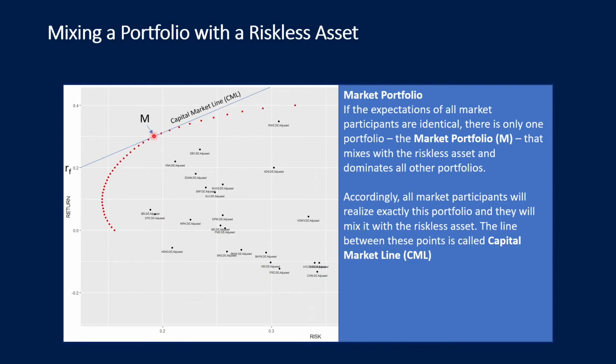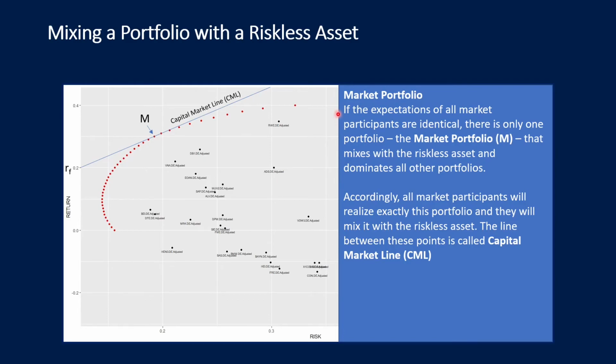Why is this the only mixture that we should do? Because it is dominant, again, mu-sigma dominant, towards all other combinations that are below the capital market line, and there is no individual point above it. So it is mu-sigma dominant towards all other combinations.